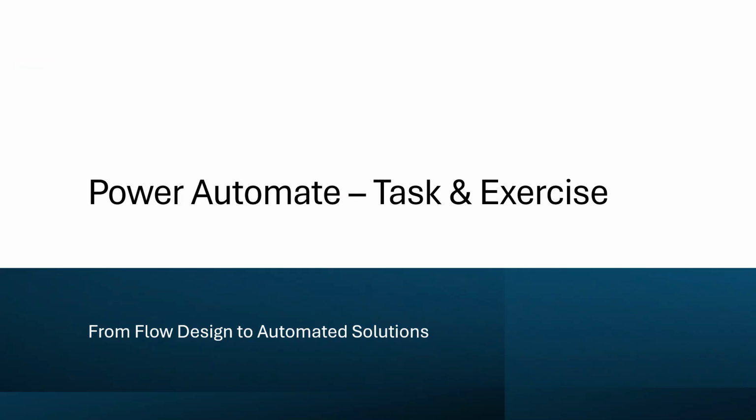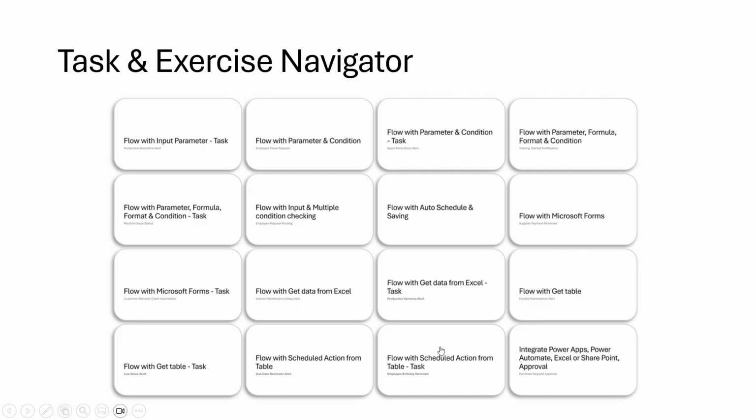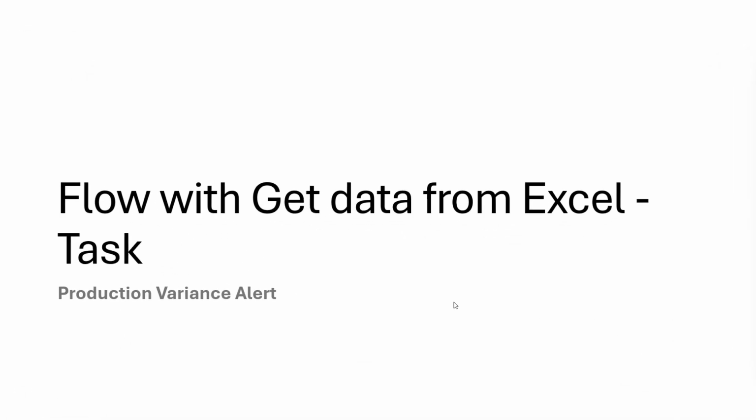So now I want you to do this. Production variance alert. This part I want you to try, then we'll see how to get the table from Excel. That's what we are going to see in our next session. Flow with the get data from Excel.